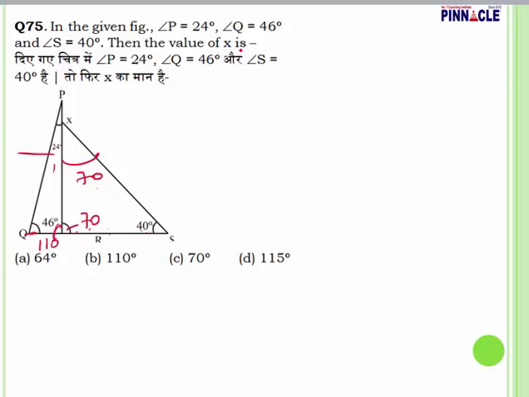Now the value of x, we have to find the value of this. If this is 70, then this would be equal to 110. Answer is B. So in this way we have covered questions from 51 to 75.